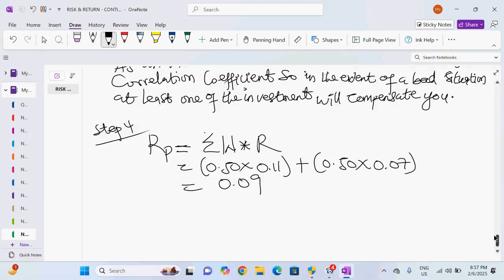Let me write my formula. Okay, so this is the portfolio return, right?